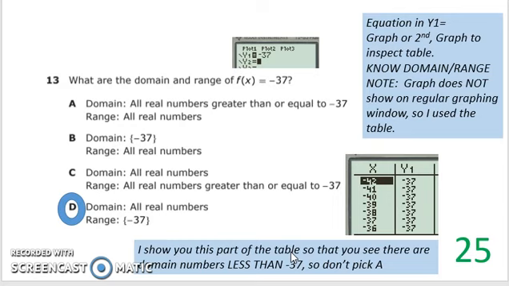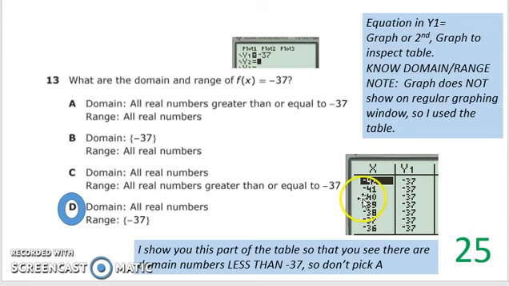Now, if you scroll up and down your table, you're going to see that the x values are going to change. They're going to go from negative infinity. I could scroll all the way to negative 500 if I wanted to, or a positive 1,000 in the x column. But the y is always going to be negative 37. So you got to remember, domain is x, range is y. Alright? So the answer is going to be D.